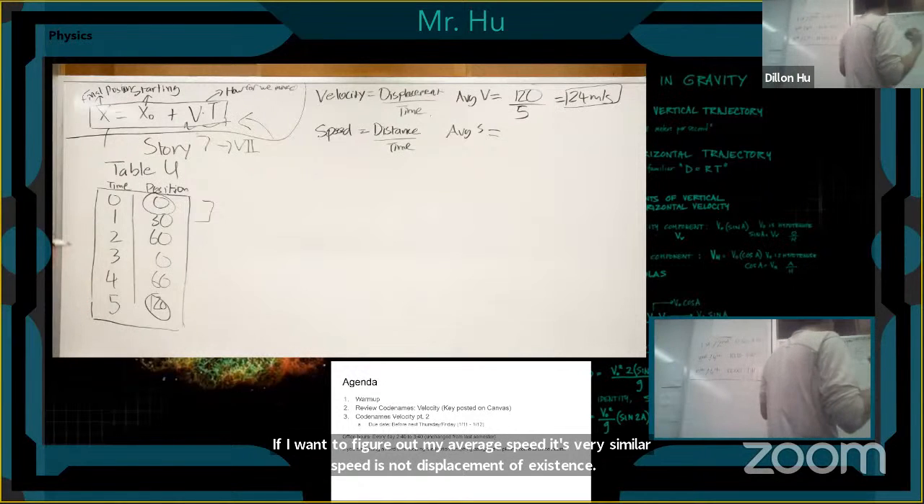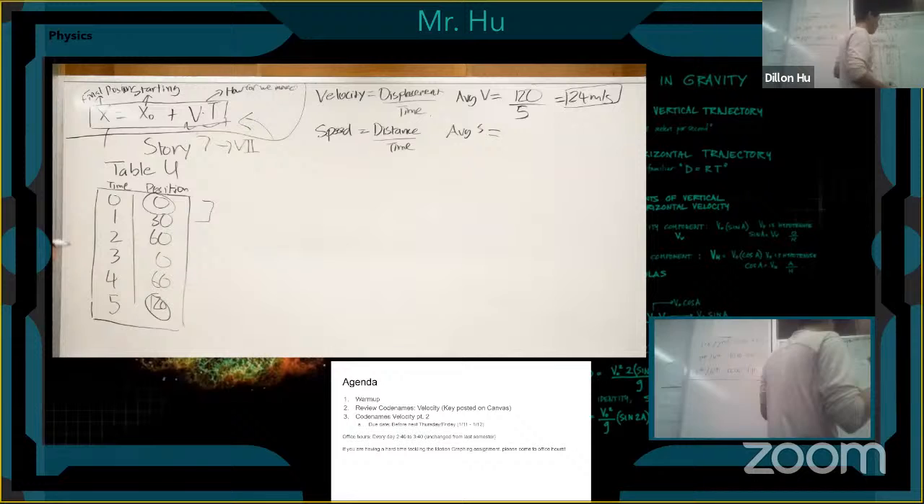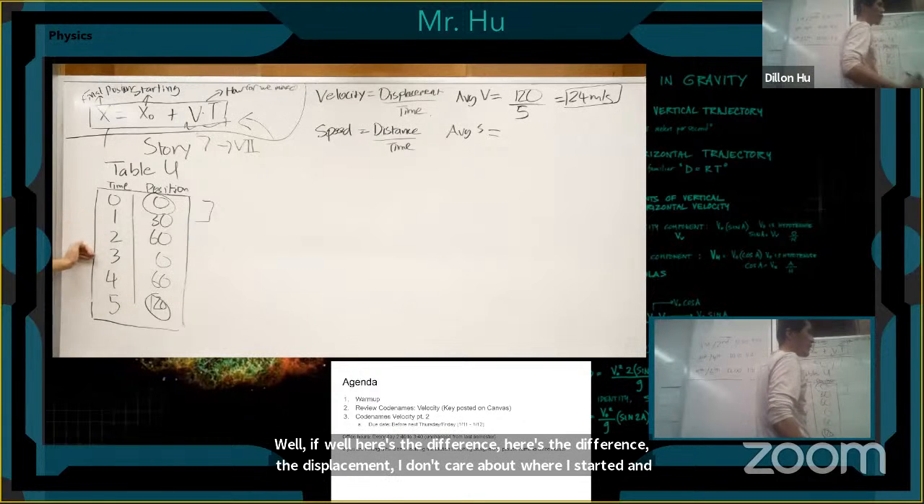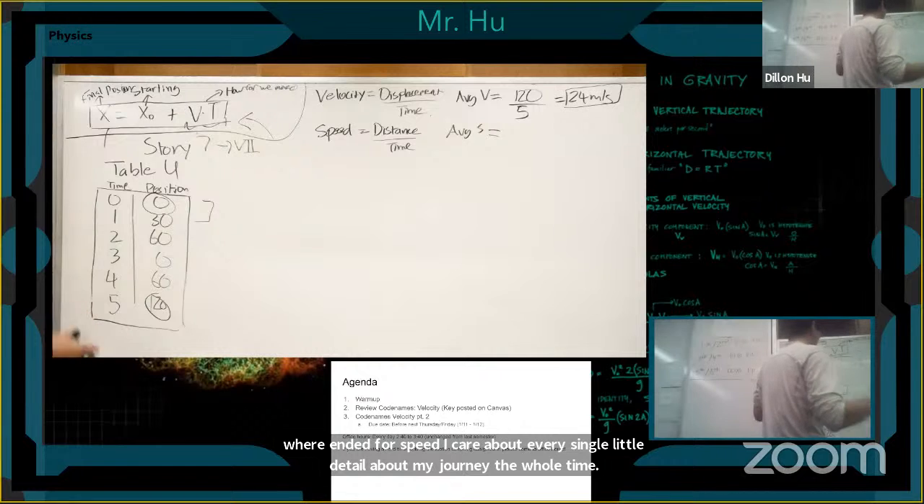So the best way to think about this is, let's just think about how far did I go every second. If I started at 0 and I went to 30, how far did I go? I went 30 meters. When I go from 30 to 60, how far did I go? I went another 30 meters. So now I'm at 60 meters total.